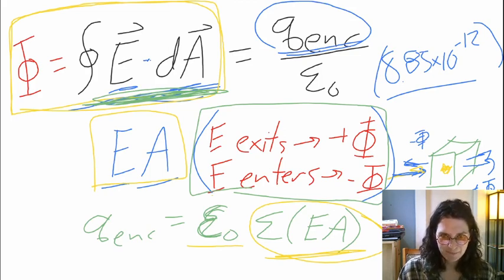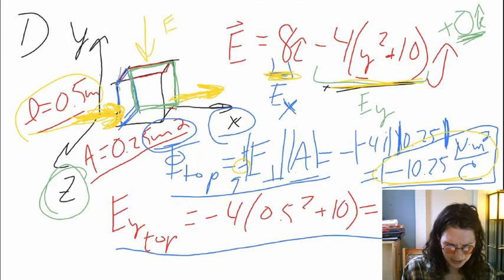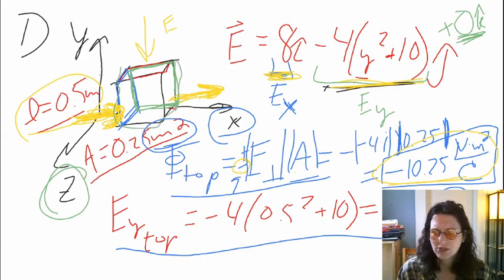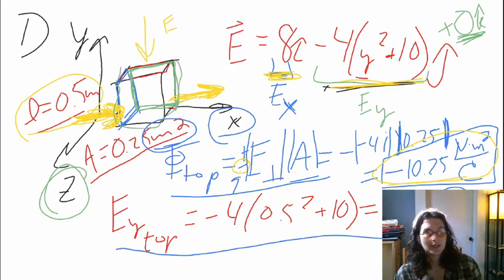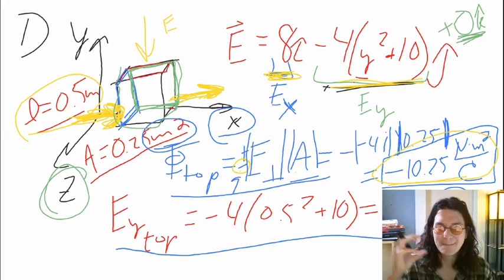The other thing that I want to mention, and this is a question that I get a whole bunch, is: what is this cube? Is there charge on this cube? What is going on with this cube? So this is called a Gaussian surface. The reason that it's a Gaussian surface is because it's a mathematical surface that we have drawn.